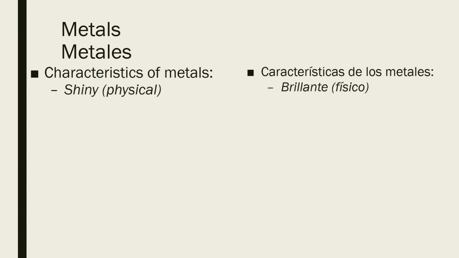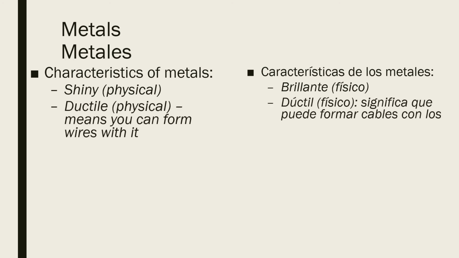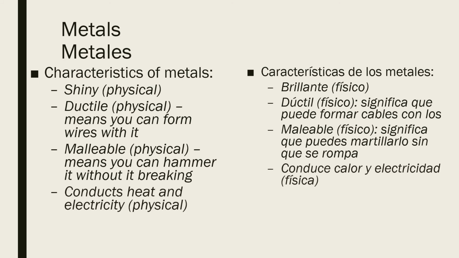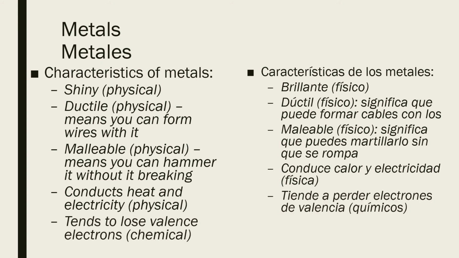Characteristics of metals. Metals have a shiny look, which is a physical characteristic. Metals are ductile, which means you can form wires with it, which is a physical characteristic. Malleable, which means you can hammer it without it breaking, which is a physical characteristic. Conducts heat and electricity, which is a physical characteristic, and tends to lose valence electrons, which is a chemical characteristic.